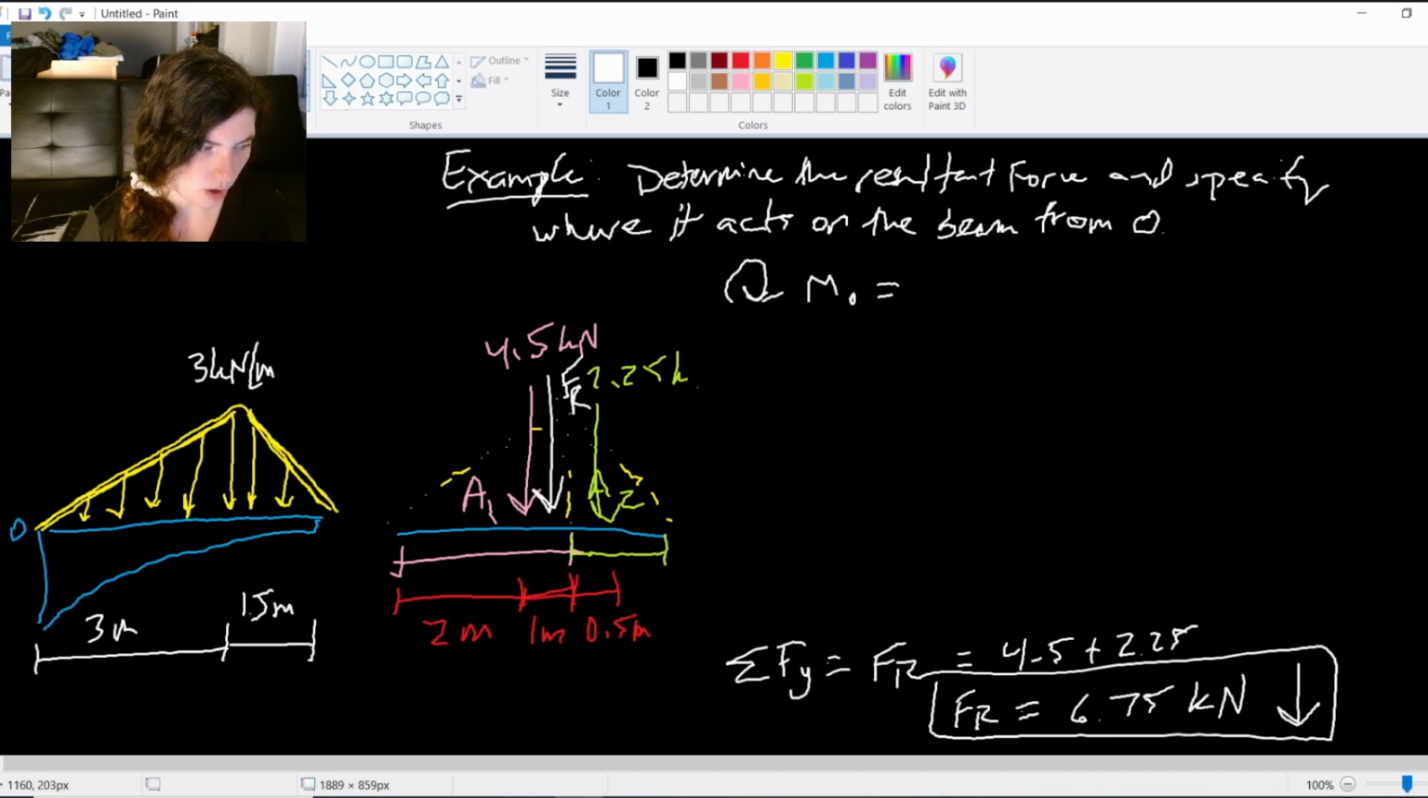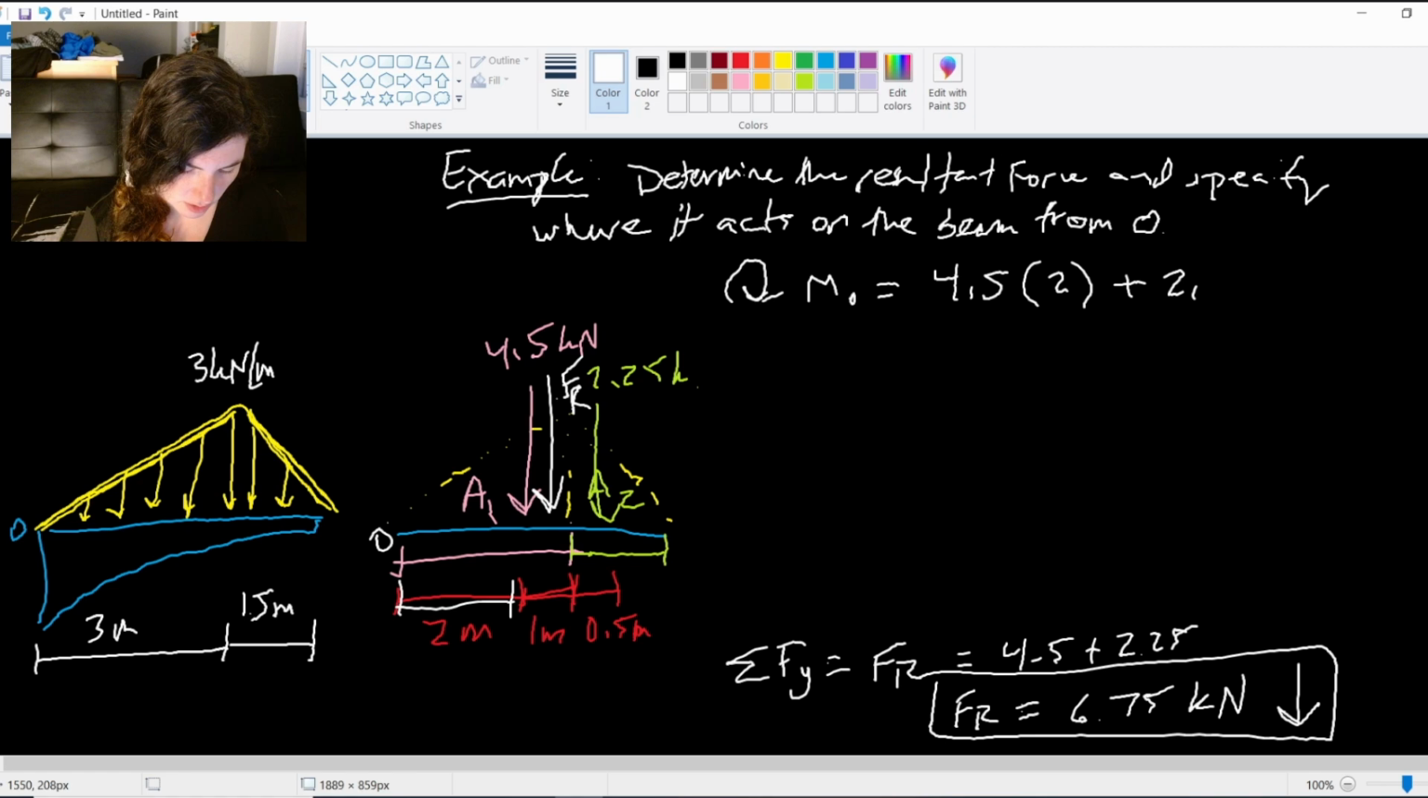So the moment about O is going to be those resultant forces times their distances, right? I was writing down these distances for a reason, because I was going to take a moment about this point O here. So my moment about point O is going to be 4.5, that's our A1 force, times the 2 meter distance away from point O, plus 2.25 times the 3.5 meter distance from point O.